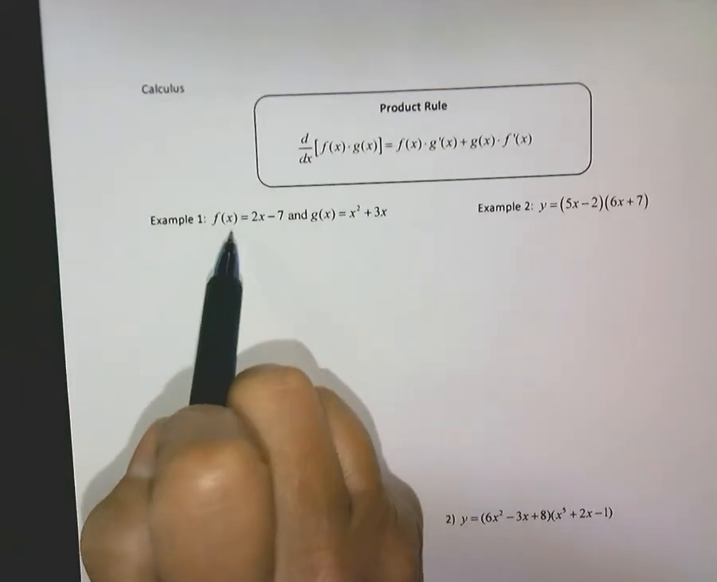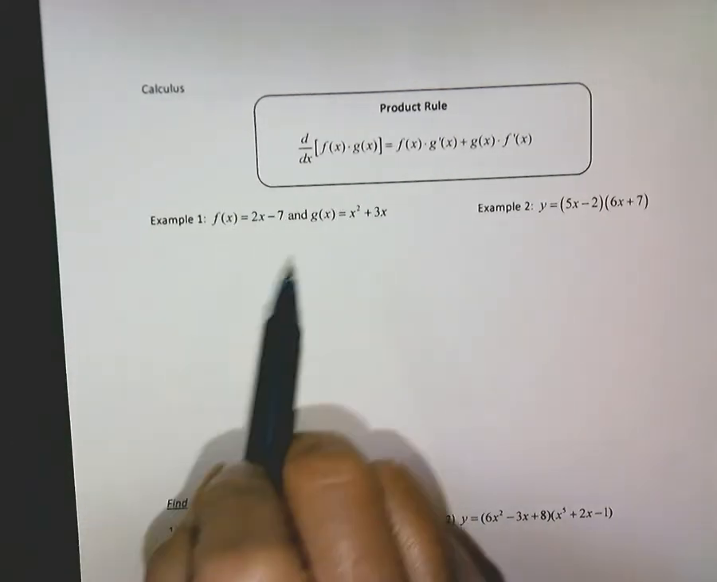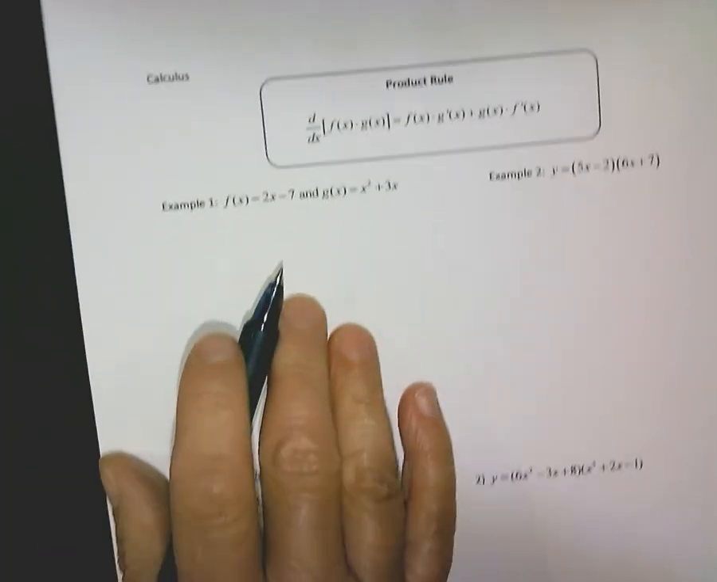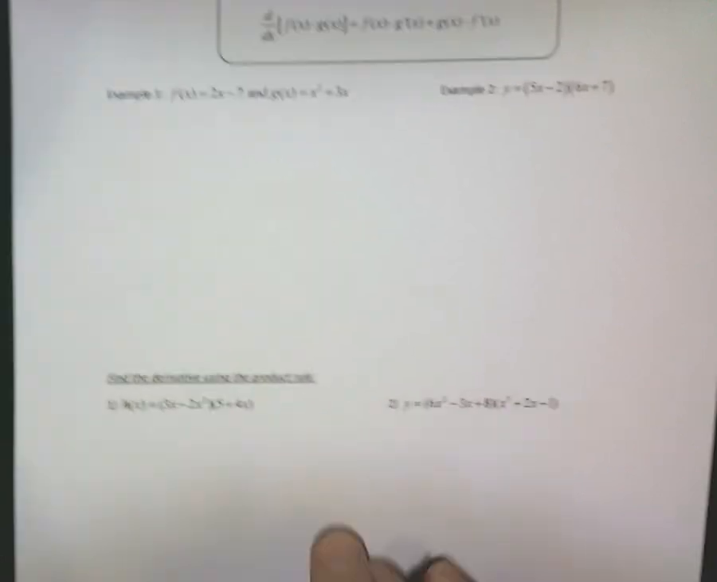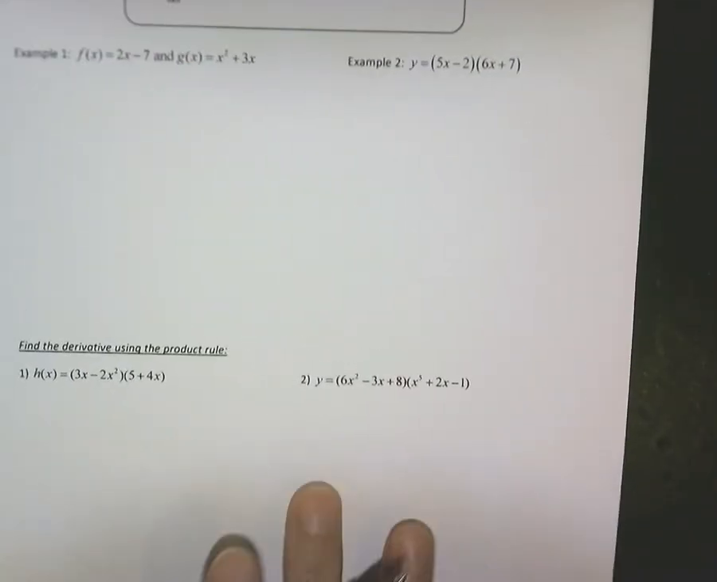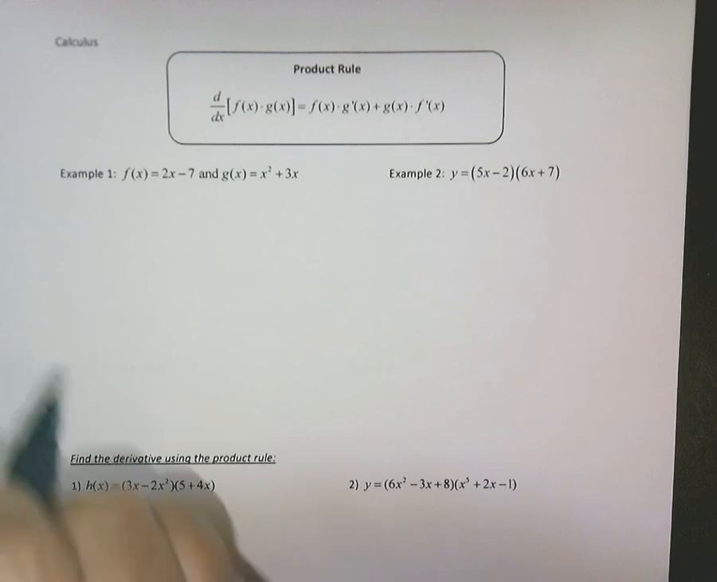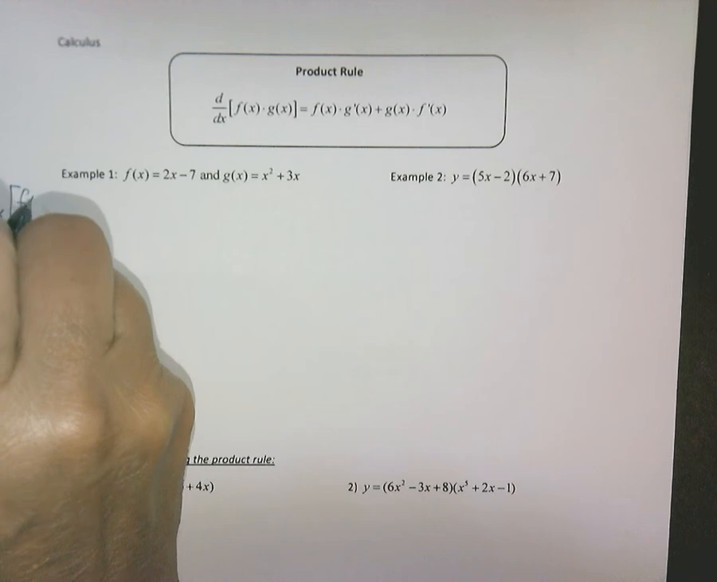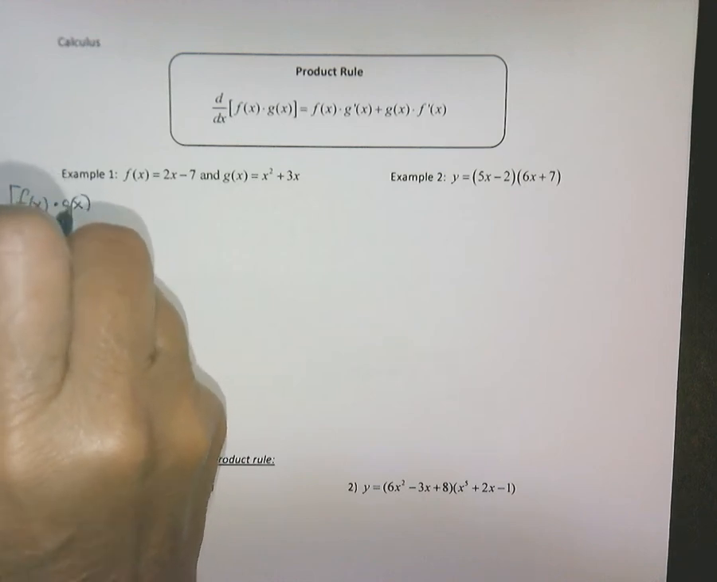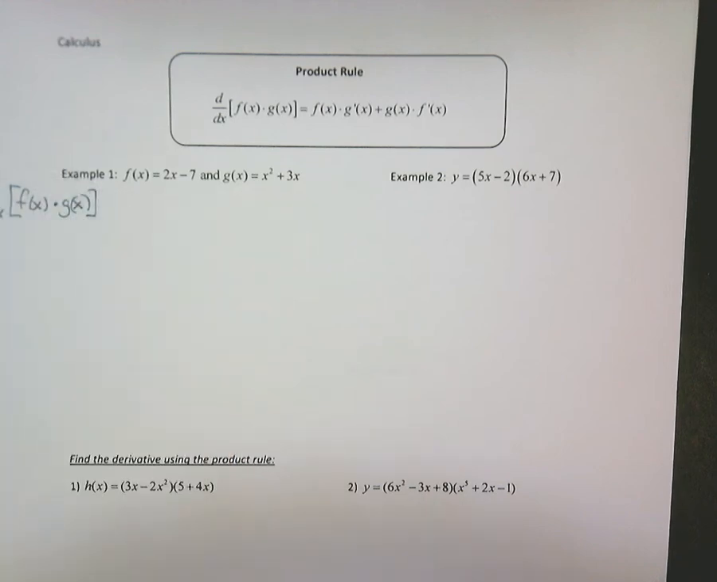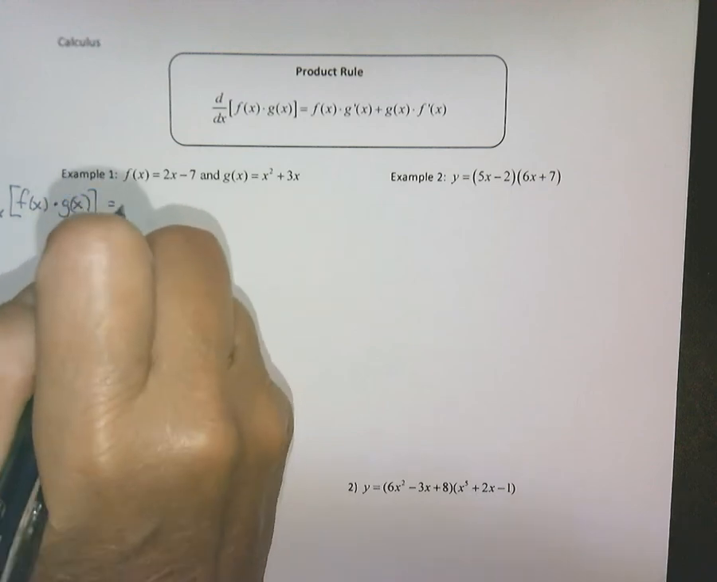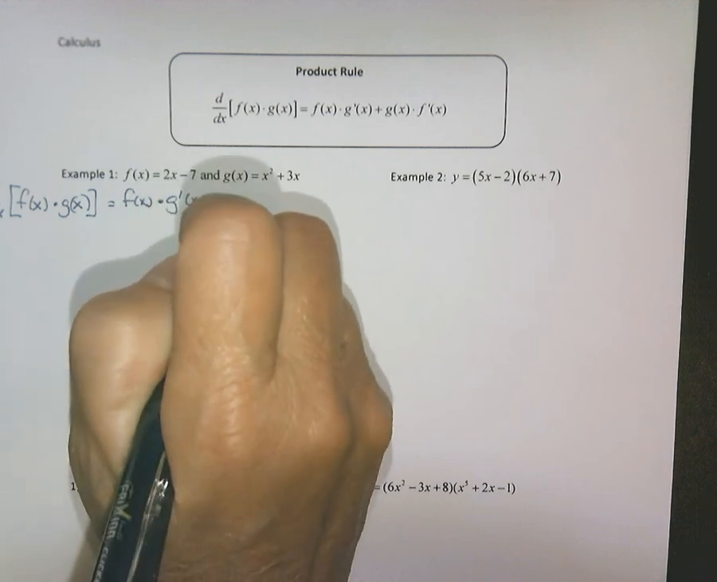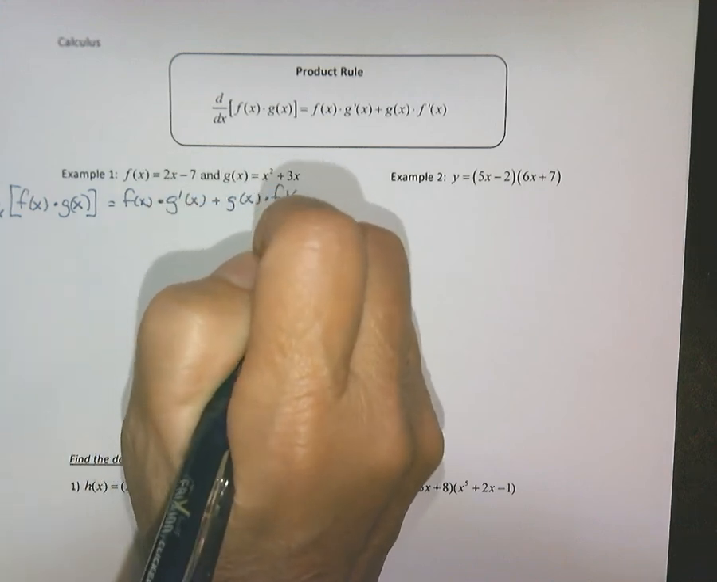So if I have these two functions, f of x is 2x minus 7 and g of x is x squared plus 3x, and I wanted to find the derivative, let's do it this way. With respect to x of f of x times g of x. That means I want to take the first function times the derivative of the second plus the second function times the derivative of the first.